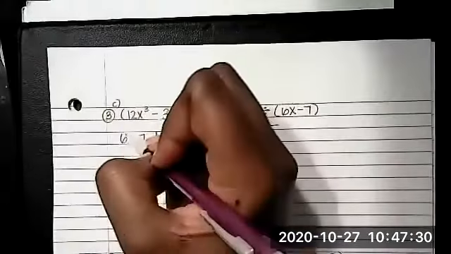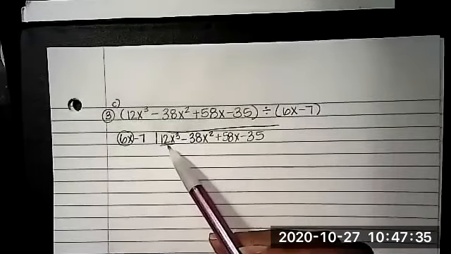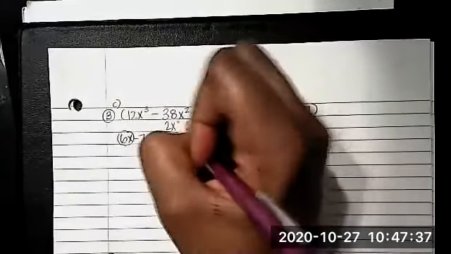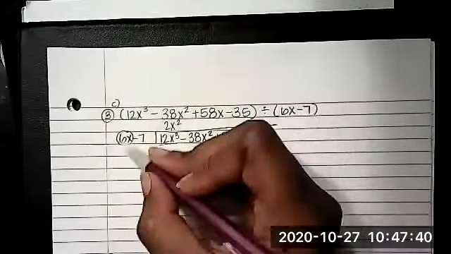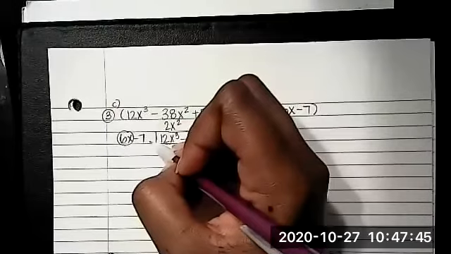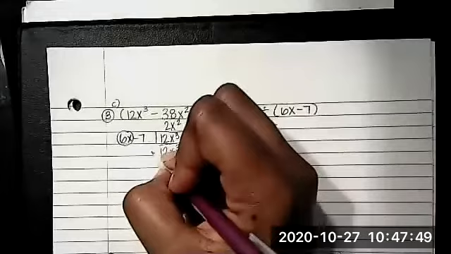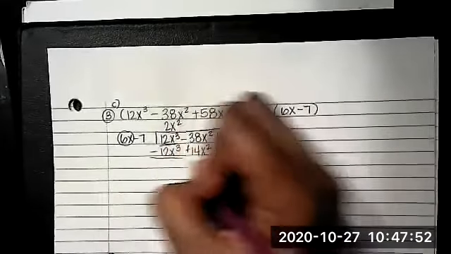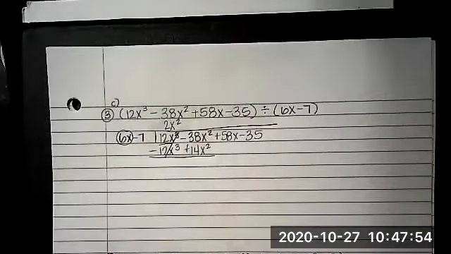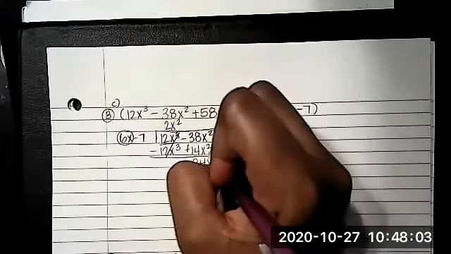Now we're looking at 6x. What do you have to multiply by 6x that'll give you 12x cubed? Looks like 2x squared. 2x squared times 6x is 12x cubed. 2x squared times negative 7 is negative 14x squared. Change the sign. Okay, that cancels out. This now will be negative 38 plus 14, so this is negative 24x squared.